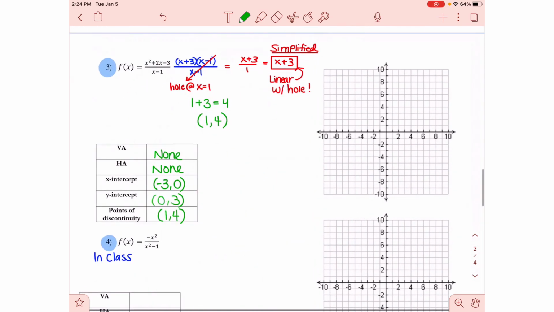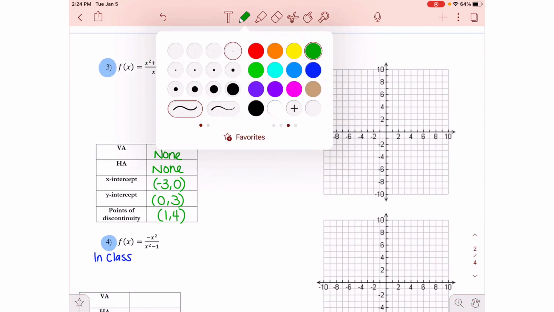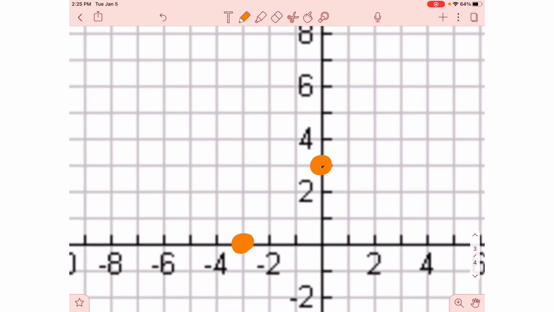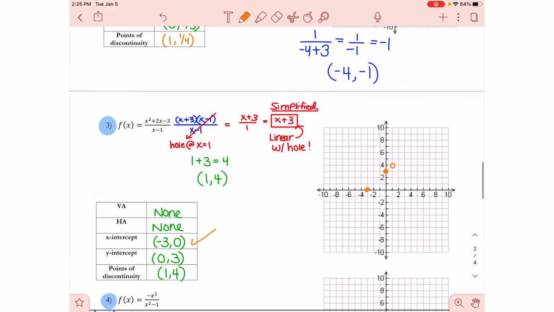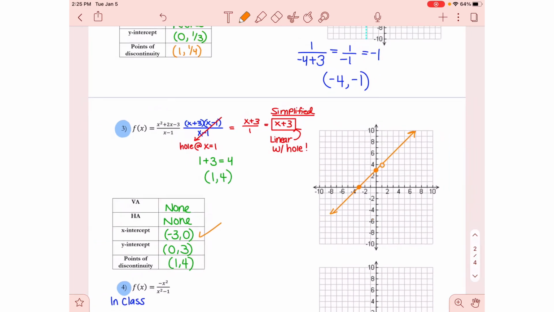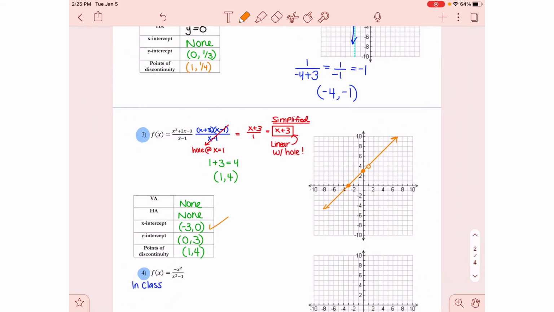Let's plot all of this. So here's what I know. I know that my x-intercept is -3. Boom. Y-intercept is +3. Boom. Point of discontinuity is at 1, 4. So this is literally just a line with a hole in it. Again, it's one of the easier problems, but it confuses people. It's one of the more missed problems in this unit.